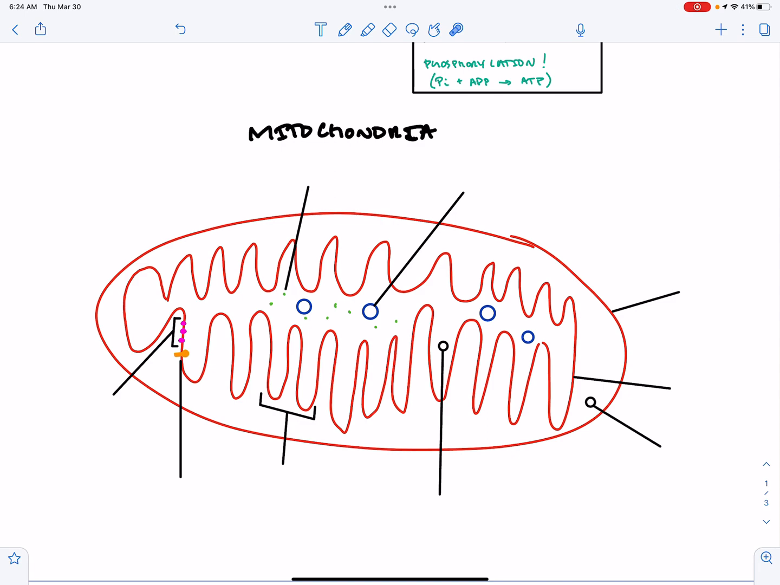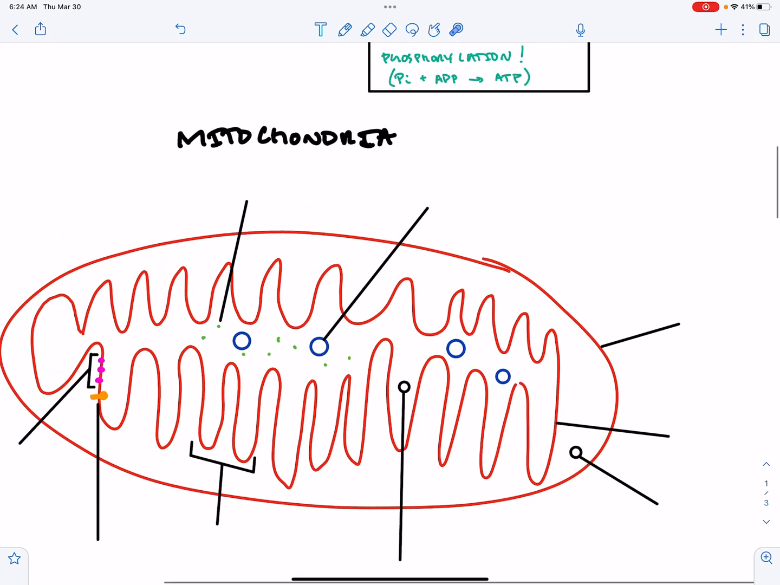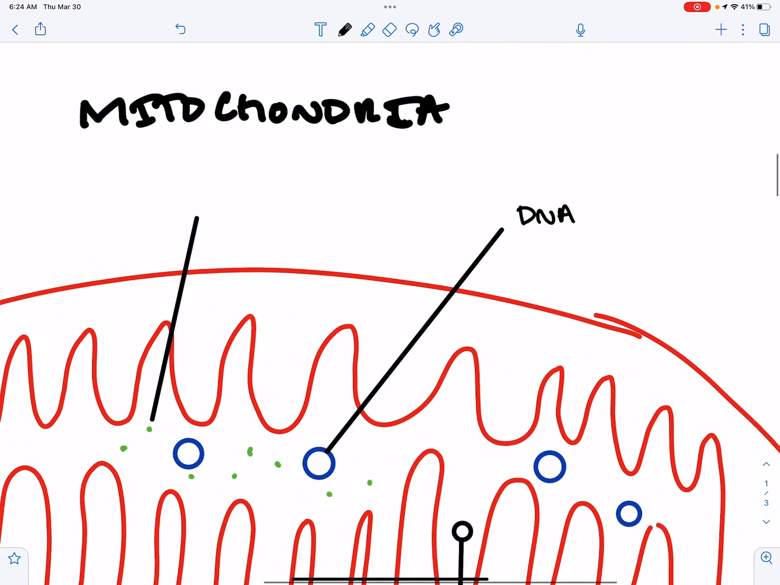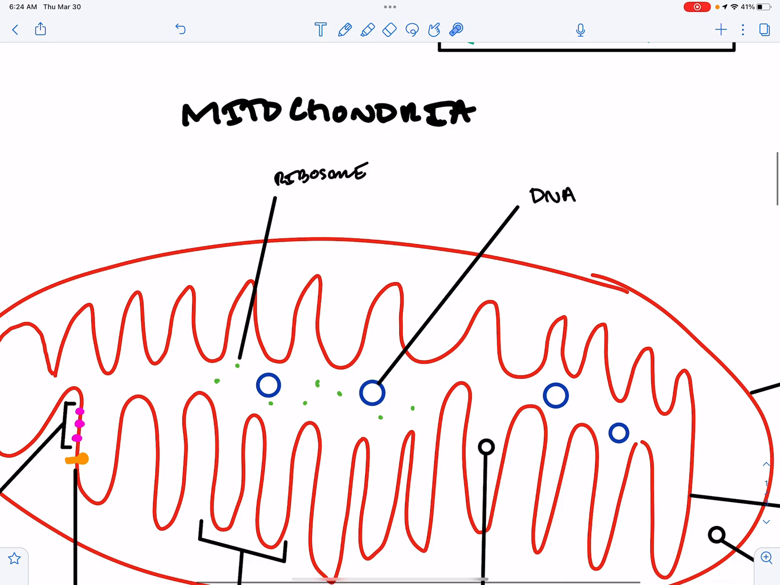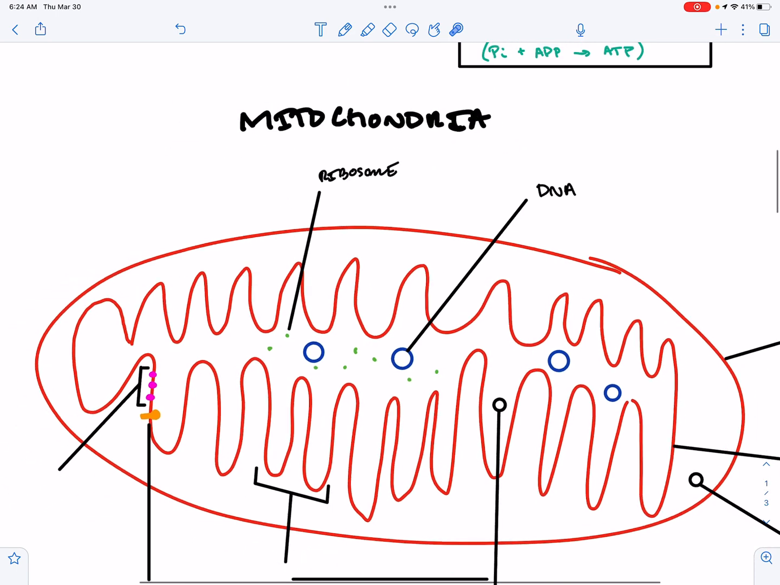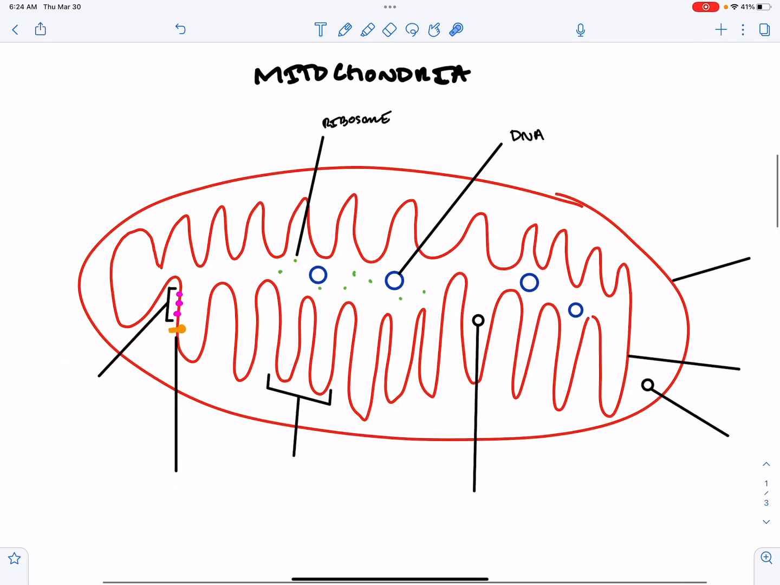Some of the relics of that ancient event is that the mitochondria contains some of its own DNA and some of its own ribosomes. Some of the genes for the proteins that reside in the mitochondria are made from DNA in the nucleus of the cell, but some of the mitochondrial DNA resides directly in the mitochondria.